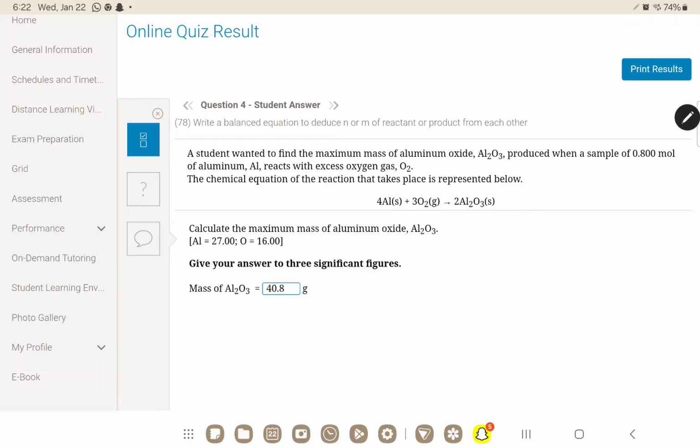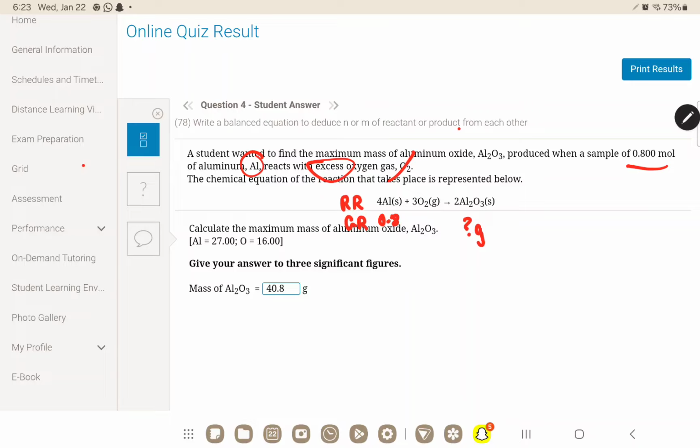Okay, for this question, they're telling you a student wants to find the maximum mass of aluminium oxide produced when a sample of 0.8 moles of aluminium reacts with excess O2. So we don't care what information they give us about O2, it's in excess. We always use the limiting reactant, which in this case is Al. So we have for Al, 0.8 moles, this is our given. Our given was 0.8. Reacting ratio is 4. And we need to find the mass of aluminium oxide, Al2O3, in grams.